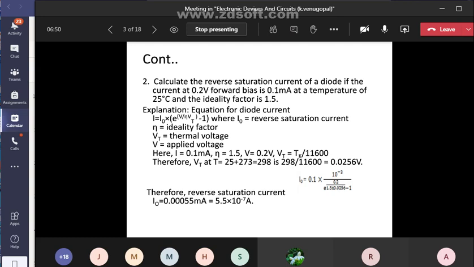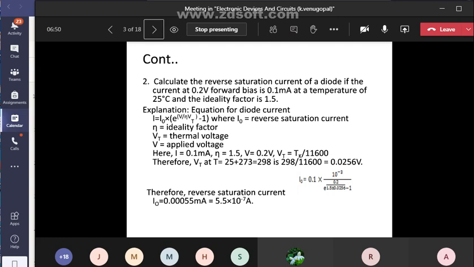So substitute here. I naught equal to 0.1 × 10^-2 divided by e power 0.2 by 1.5 × 26 millivolts minus 1, right? If you calculate this, then you will get I naught equal to 5.5 × 10^-7 amperes, the reverse saturation current. So from this diode current equation, we are calculating the reverse saturation current I naught. In the previous problem we calculated the diode current, but here we have calculated the reverse saturation current.